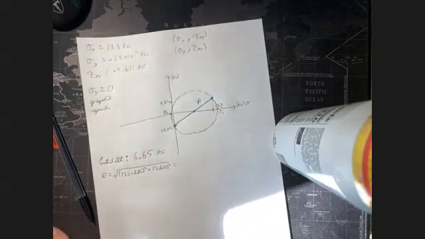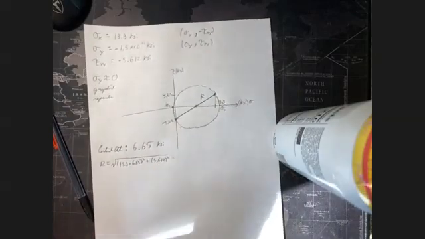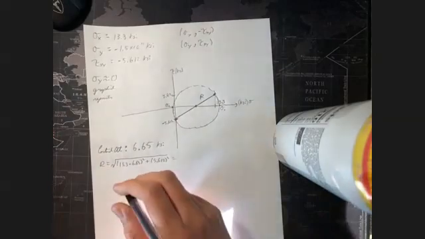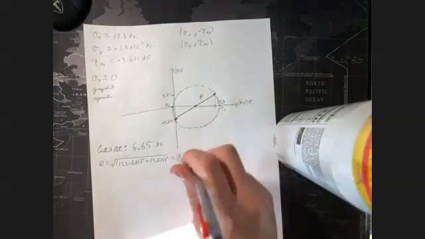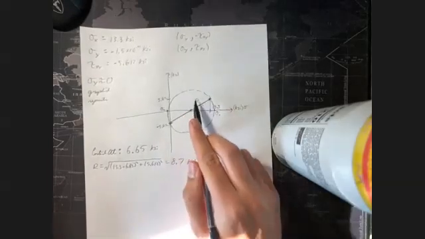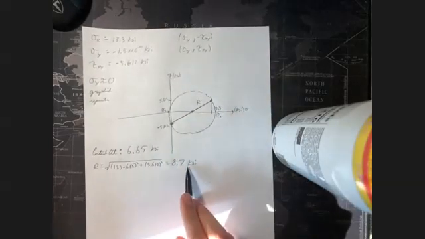6.65, square that, plus another squared, 5.612, square that, and that gives us an answer of 8.7 KSI for our radius. So our radius right here is equal to 8.7 KSI.